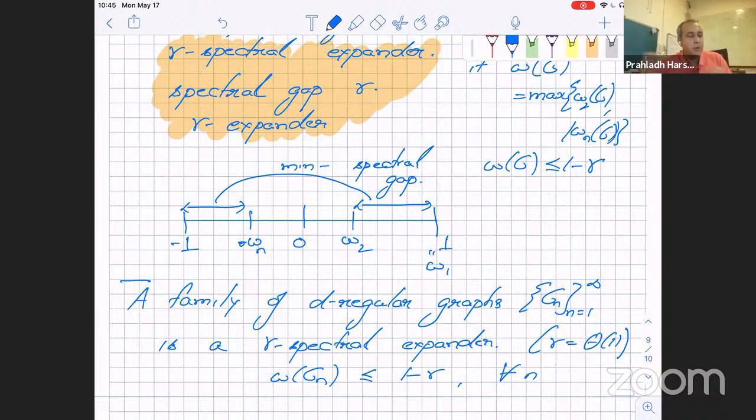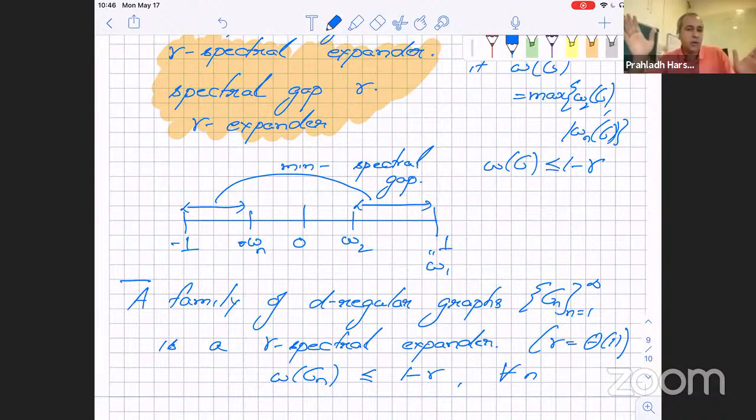Notice the hypercubes and cycles are grossly violated. The gap keeps on shrinking as the graph becomes larger and larger. That's not the family of graphs I'm looking for. I'm looking for a family of graphs where the gap is a fixed constant, even if the graph size keeps going larger and larger.